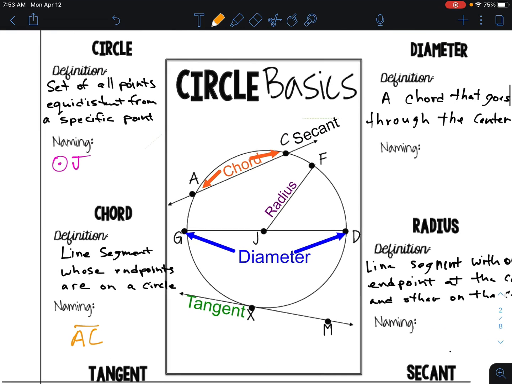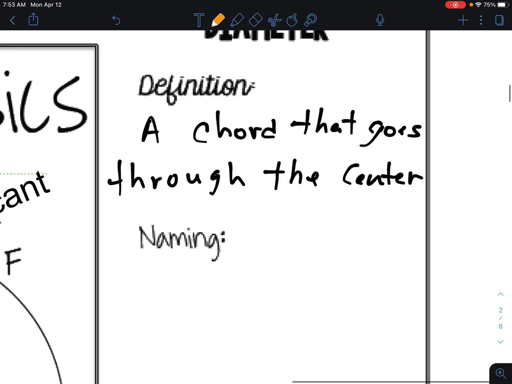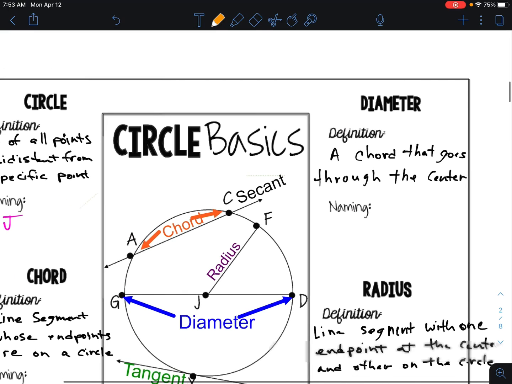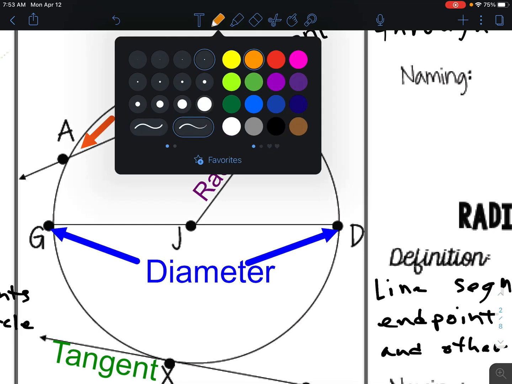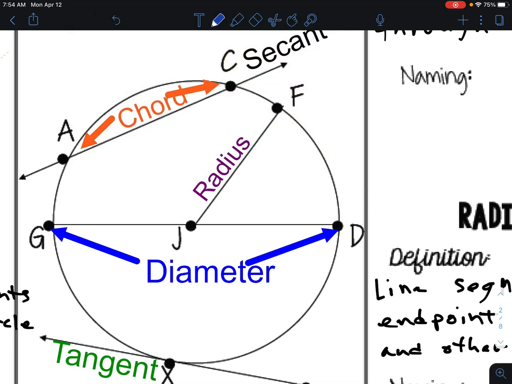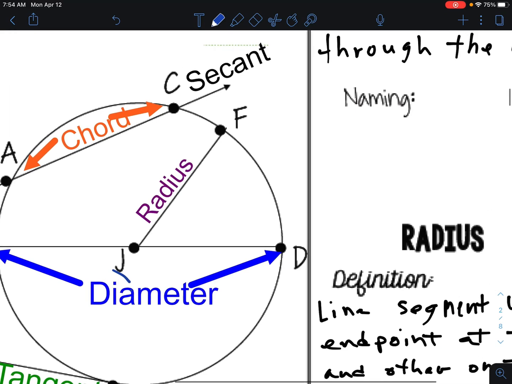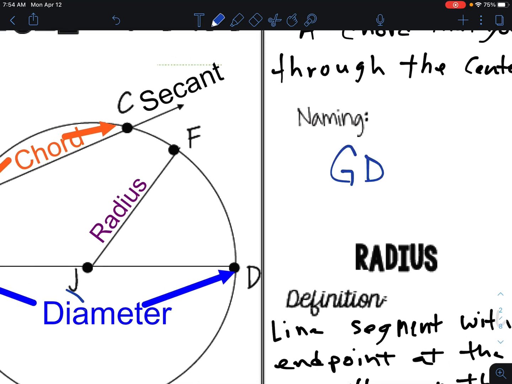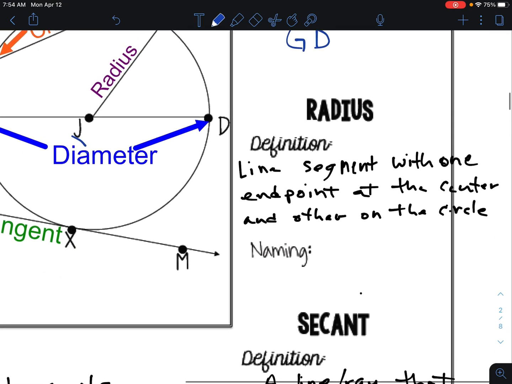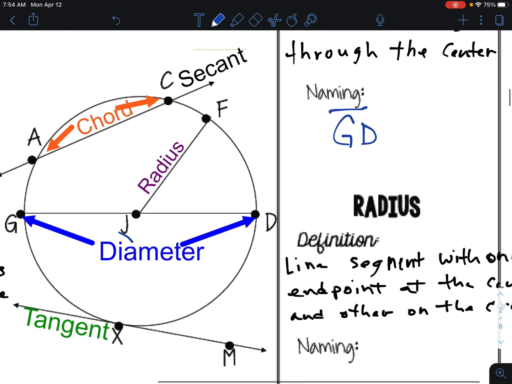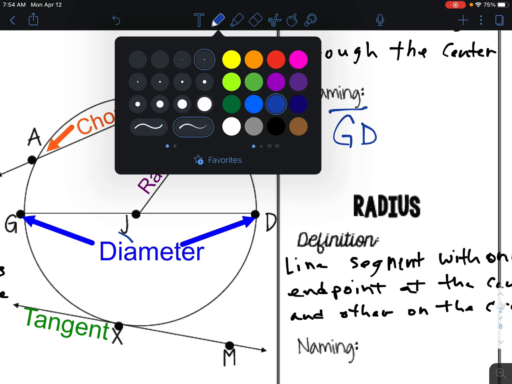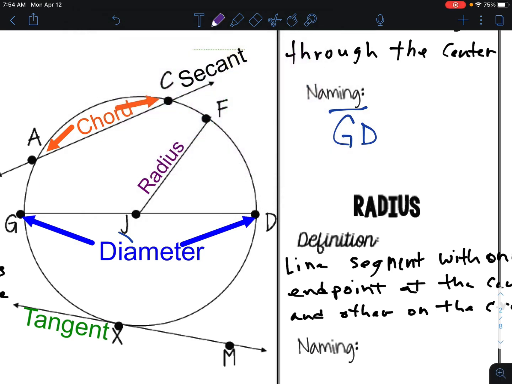Then we'll go to diameter. It's a specific chord. It's a chord that goes through the center. Its endpoints are G and D, and it is on the circle, and it goes right through the center. So line segment GD. Radius, in this case: a line segment with one endpoint at the center and the other on the circle. So it's always half of the diameter. So the radius starts at the center and goes to the end, or you can go the other way around, F to J. Either way, it doesn't matter.